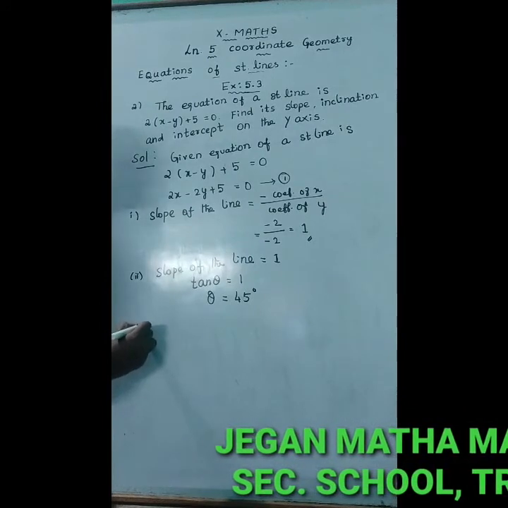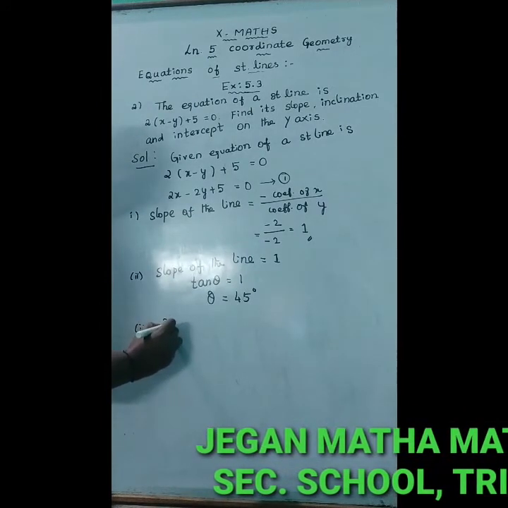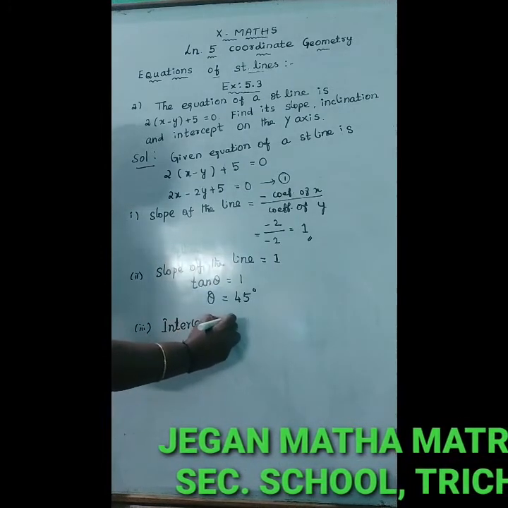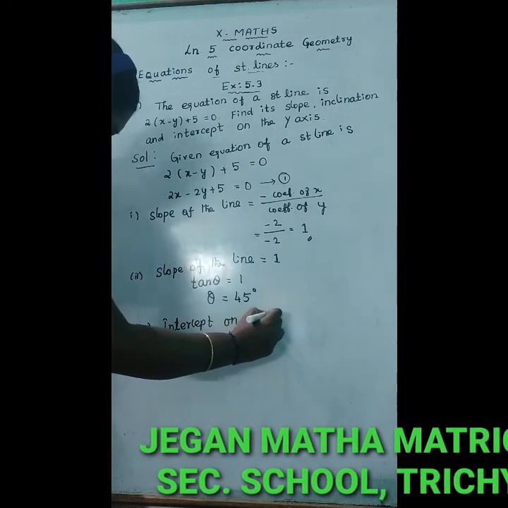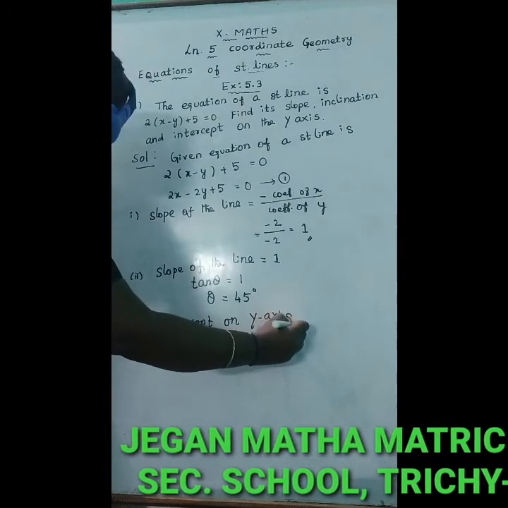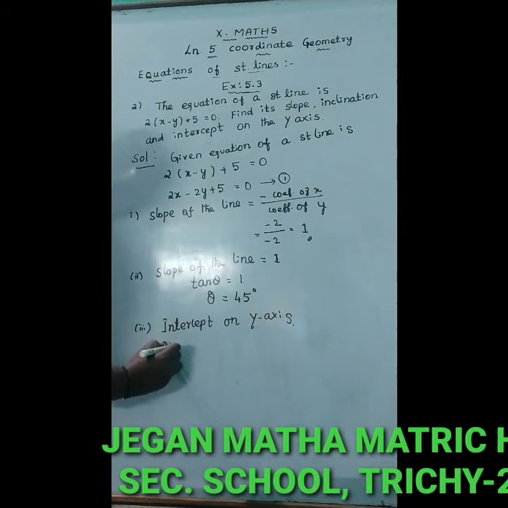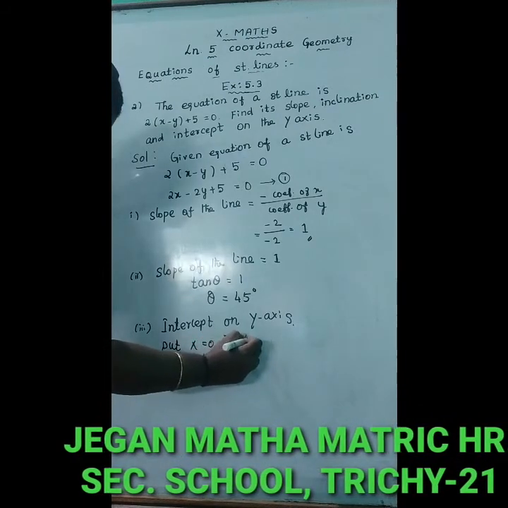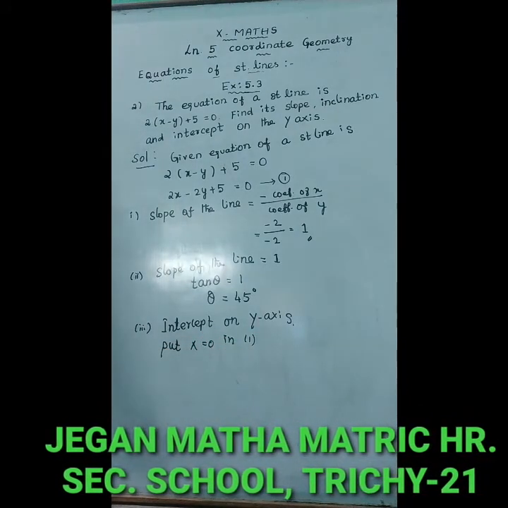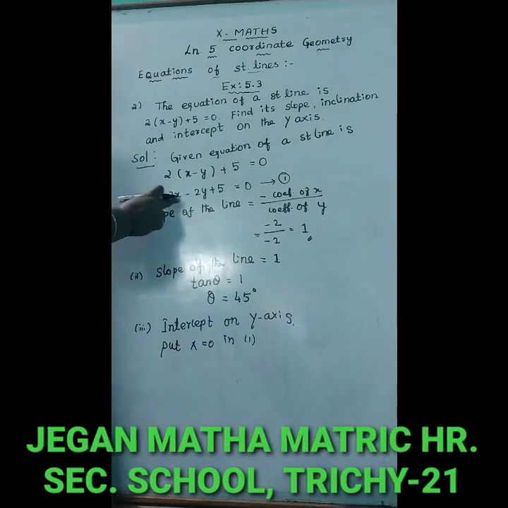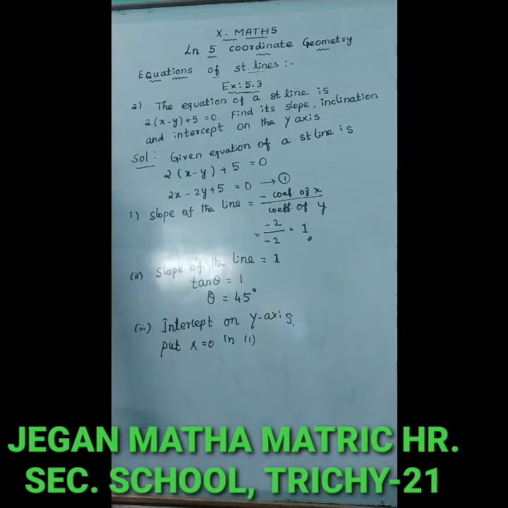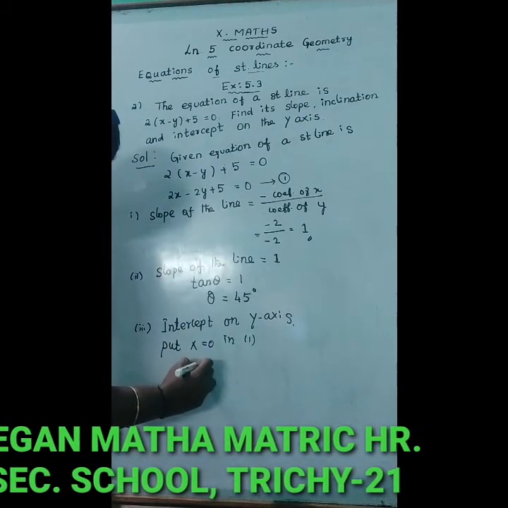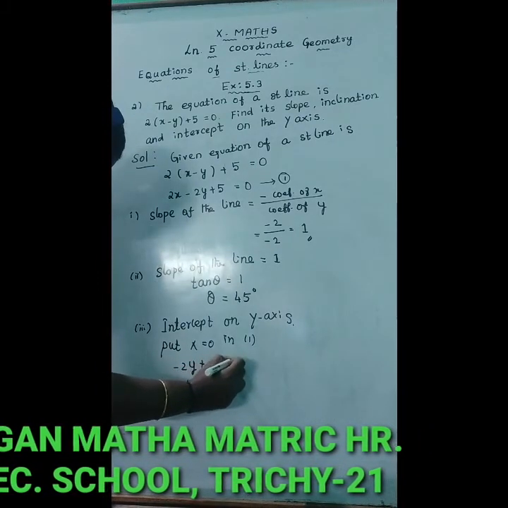Next we find the intercept on the y-axis. So put x equal to 0 in equation number 1. We have put x equal to 0, 2 into 0 is 0. So the remaining variable is minus 2y plus 5 equal to 0.